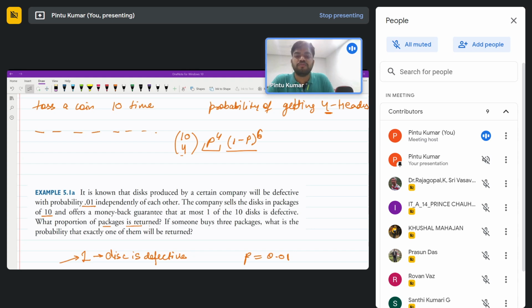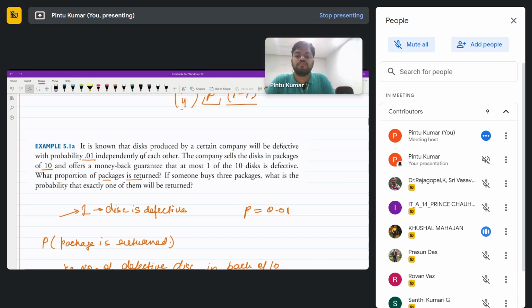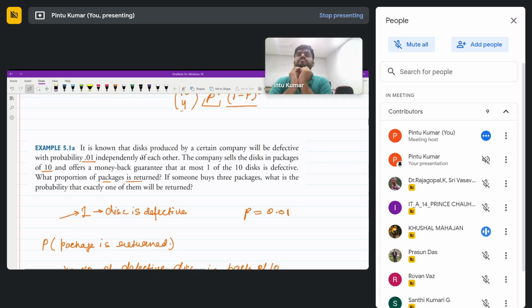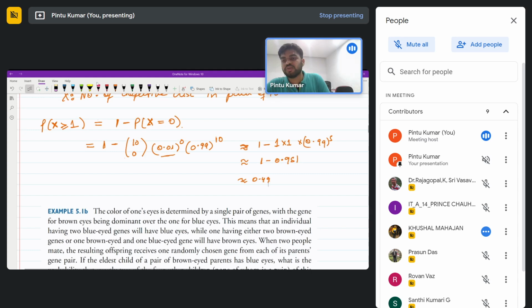In this question, it is asking about if someone buys three packages, then what is the probability that exactly one of them will be returned? Okay, so that also you can solve.